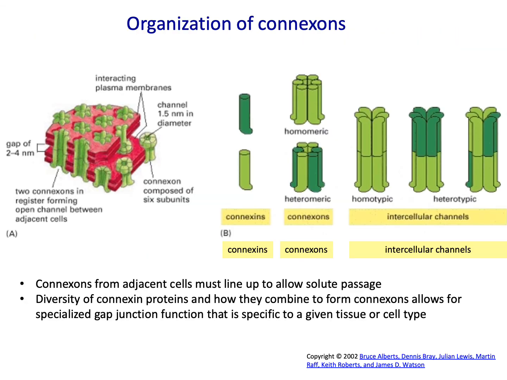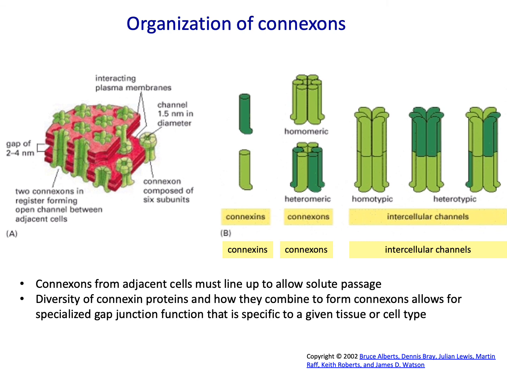Gap junctions are composed of proteins in the family called connexins. There are many different types of connexin proteins, and they can join together in hexamers of identical connexins or of different combinations of connexin proteins.